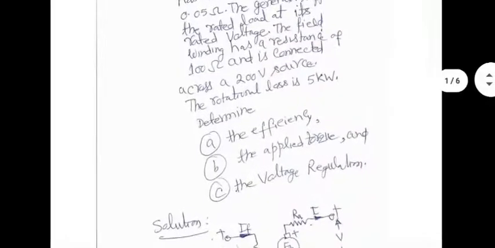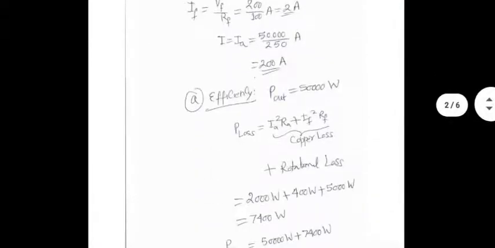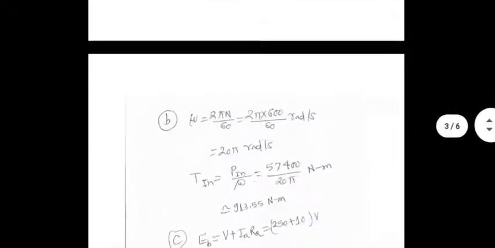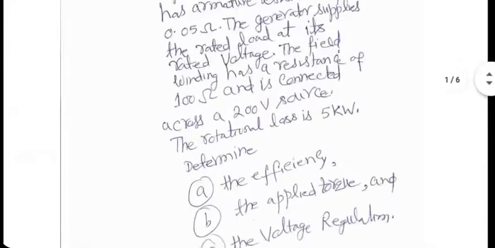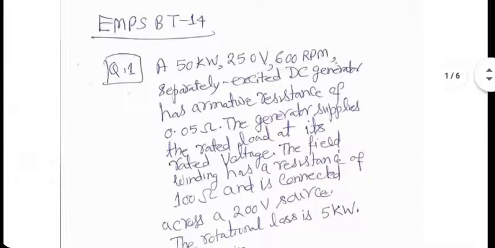The applied torque, that means input torque. So you look at the input power, which is 57,400 watt, and divide by omega to get the input torque. And omega is 2 pi n divided by 60. I had proven it last time. And n is the RPM involved, which is given as 600.